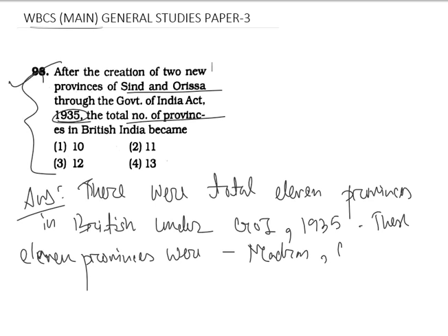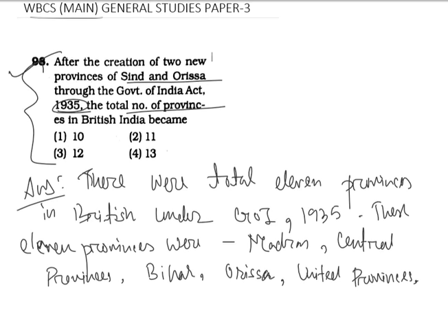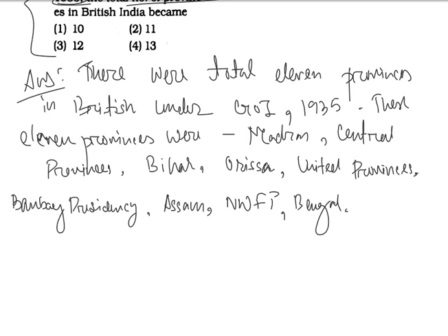Madras, Central Provinces, Bihar, Orissa, United Provinces, Bombay Presidency, Assam, NWFP, Bengal, Punjab, and Sindh.